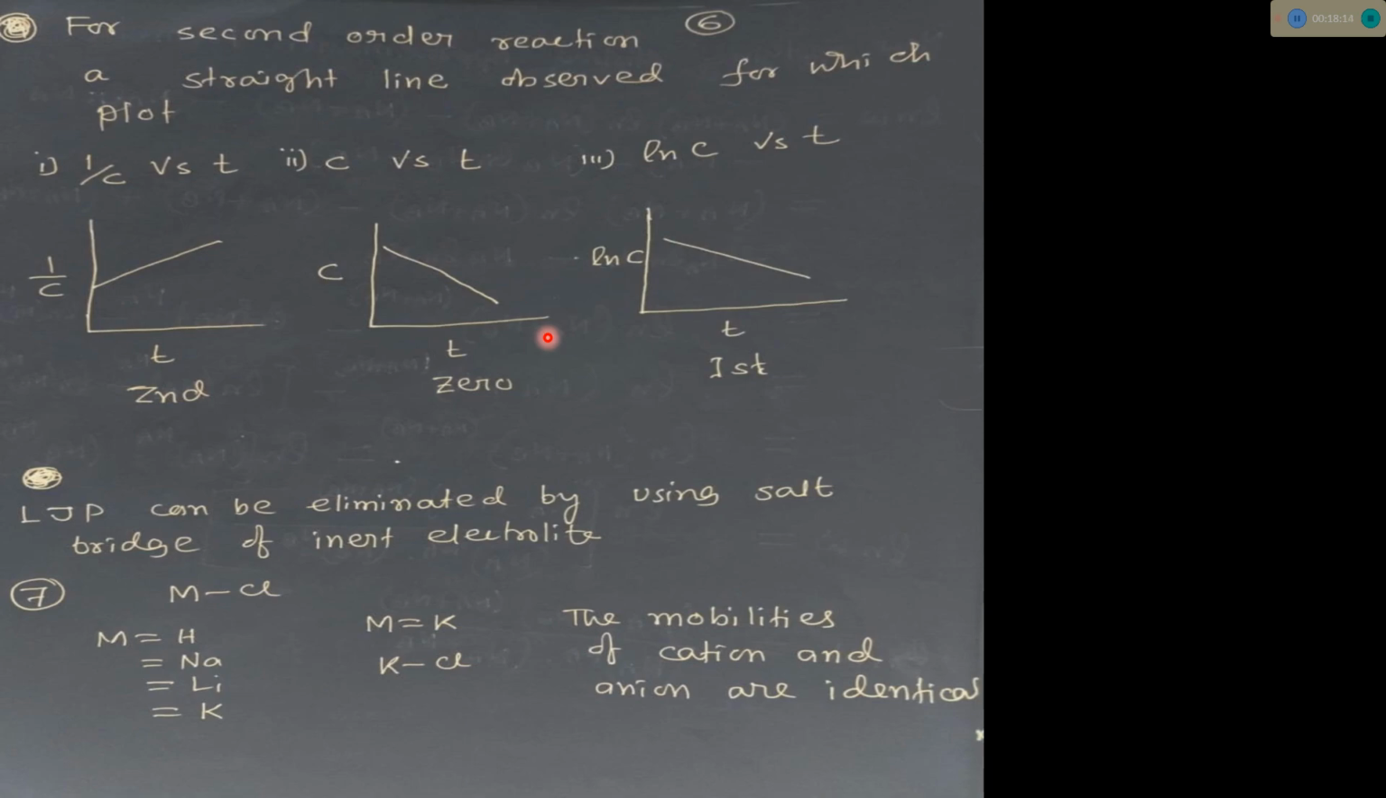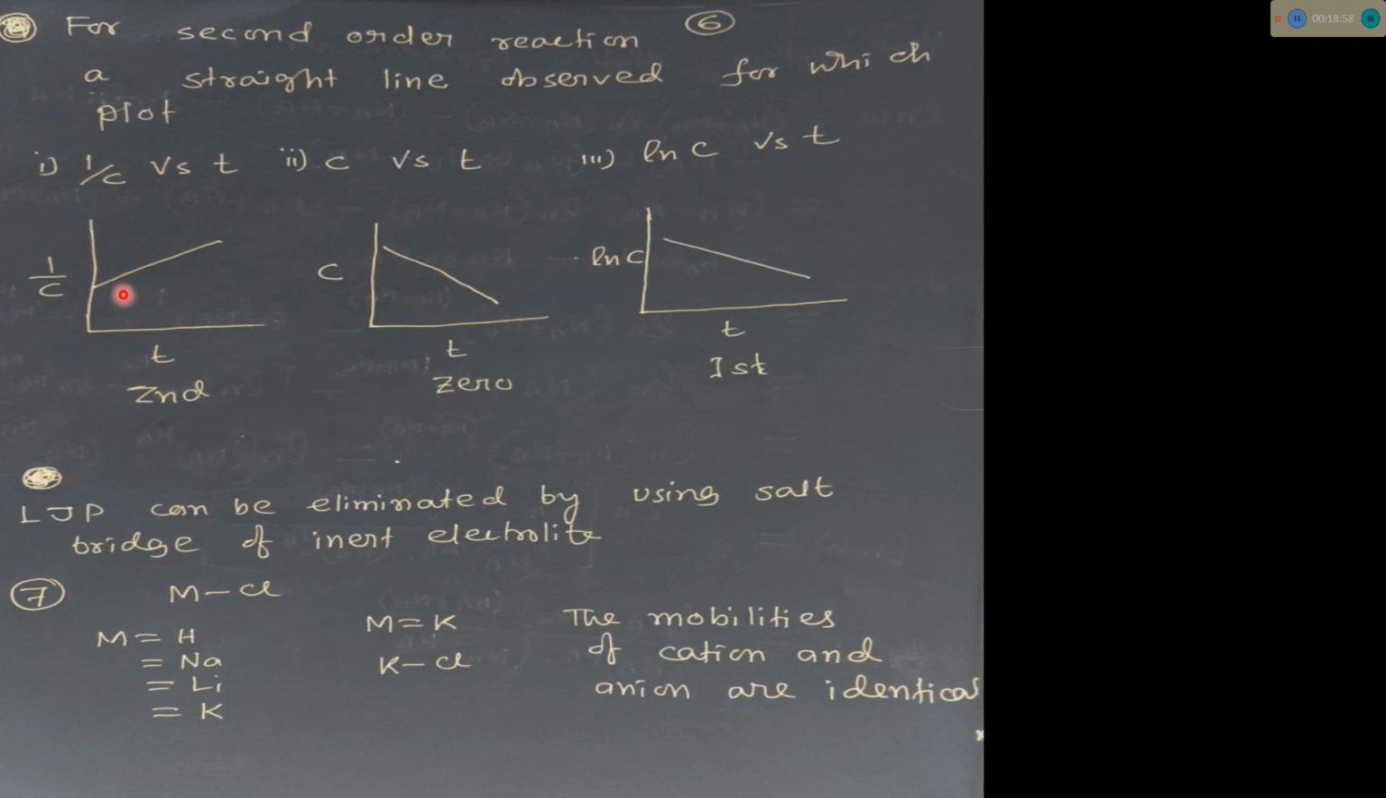Now in the second slot, on 6 April, the same question was slightly changed. They asked for a second order reaction, which plot gives a straight line. I think they did not mention any negative or positive slope, as much as I can remember from my friends. So for a second order reaction, which plot can give a straight line? The options were 1 by C versus t, C versus t, ln C versus t, something like that.